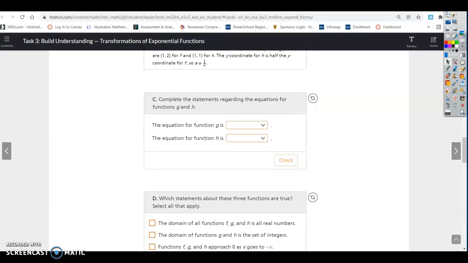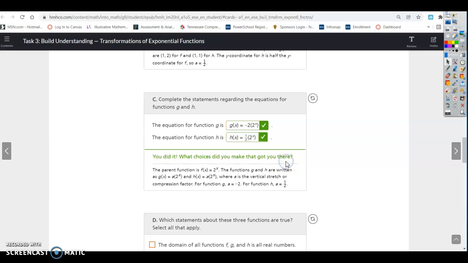All right, it says complete the statements regarding the equations for functions g and h. So the equation for function g would be -2 times 2 to the x. Remember, 2 to the x was our parent function, and then our a value we found to be -2. And for h, the parent function is still 2 to the x power, and h we found to be 1/2 times 2 to the x power.